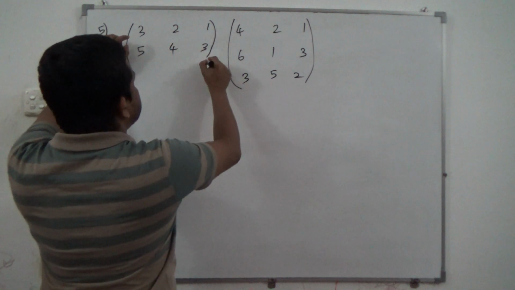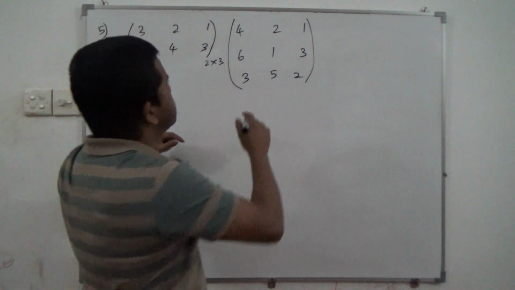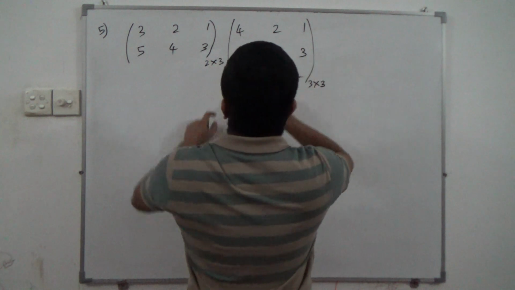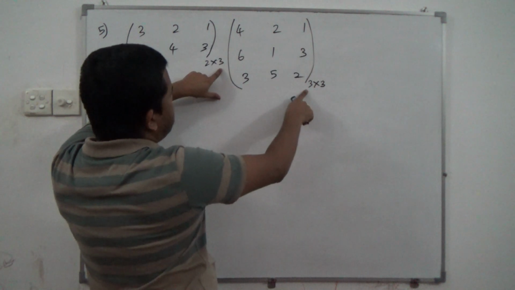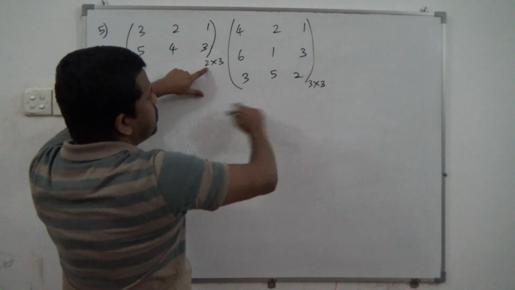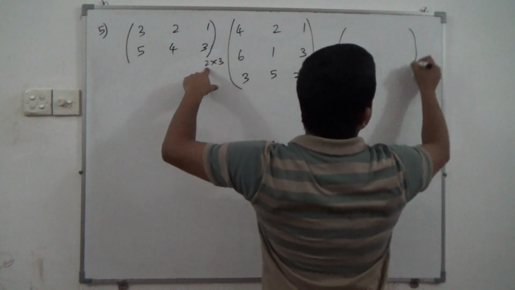Here we have 2 rows and 3 columns. Here we have 3 rows and 3 columns. Since these two values are equal, multiplication is defined. In the resultant matrix, there are 2 rows and 3 columns.